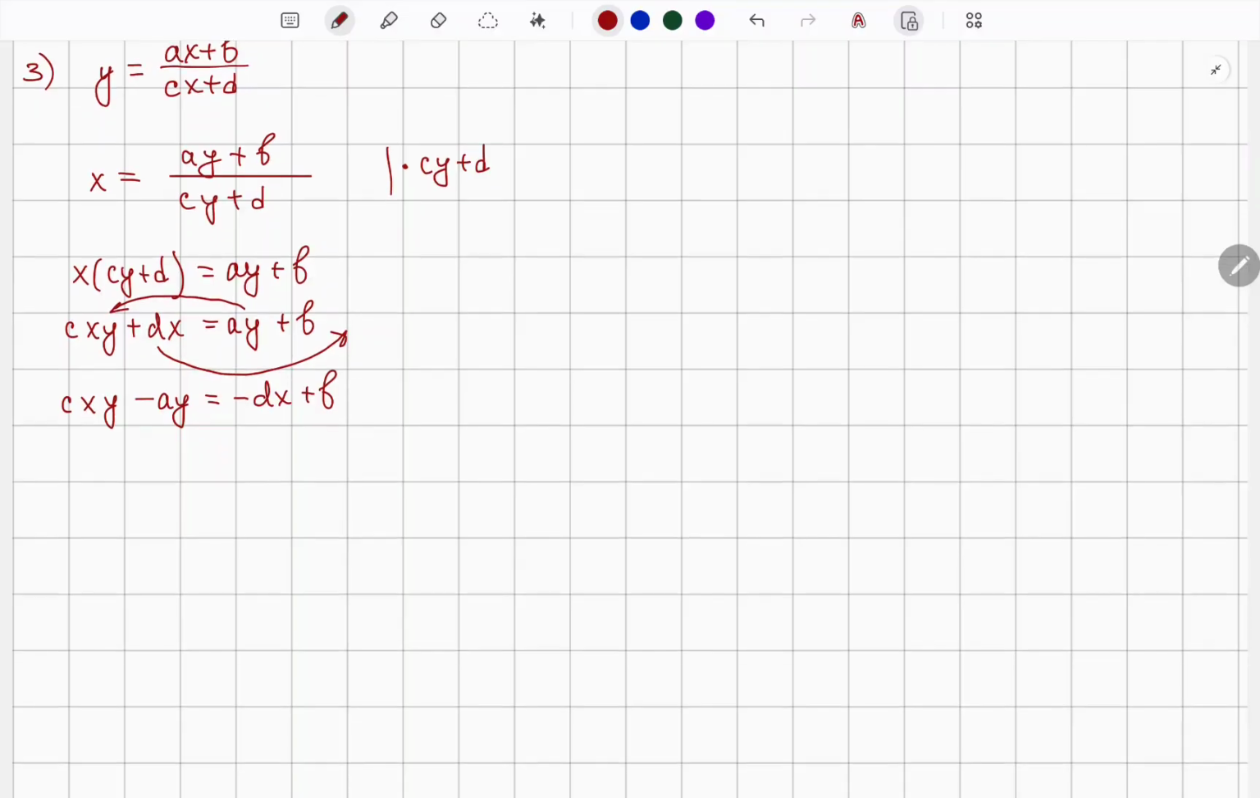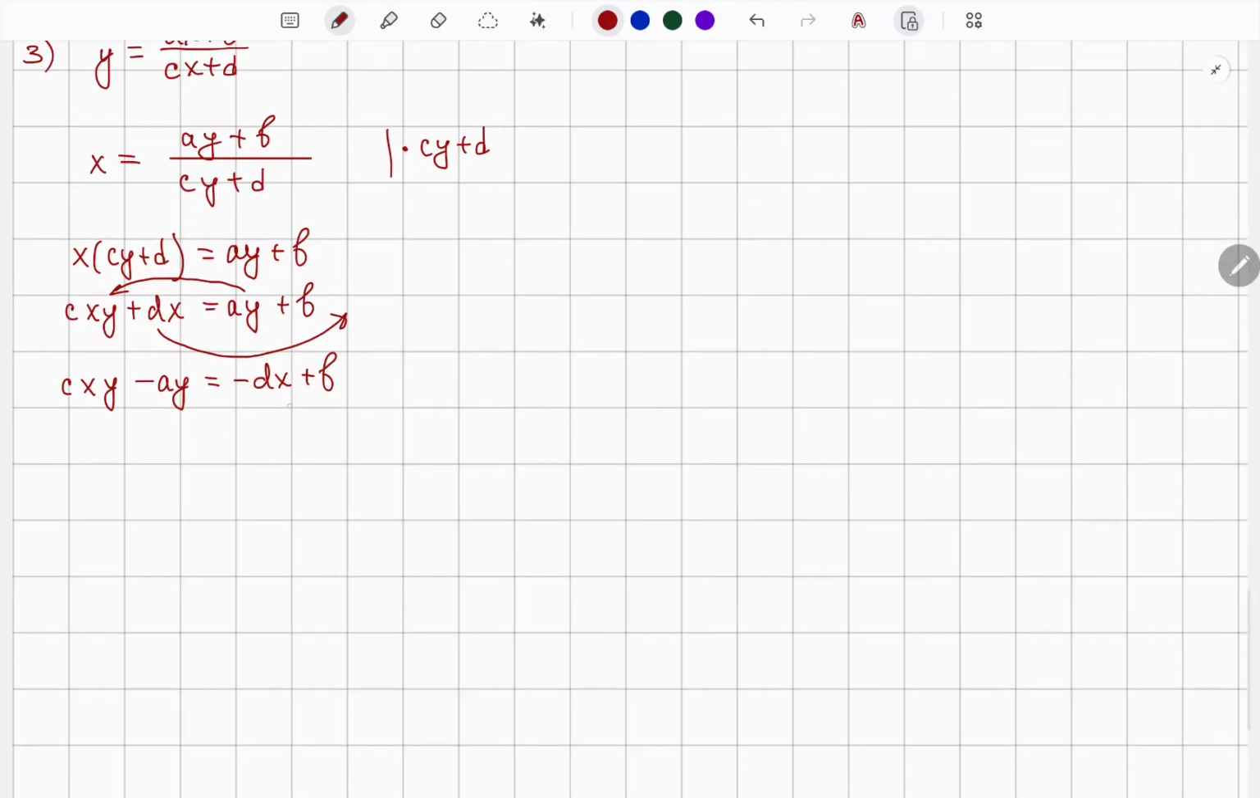So I hope you're attentive enough. y can be taken out here as a common factor: y times cx minus a is equal to minus dx plus b. The last operation is to get rid of the coefficient of y. So I divide both sides by cx minus a. So y is equal to minus dx plus b divided by cx minus a. So this is the inverse function, f inverse of x.